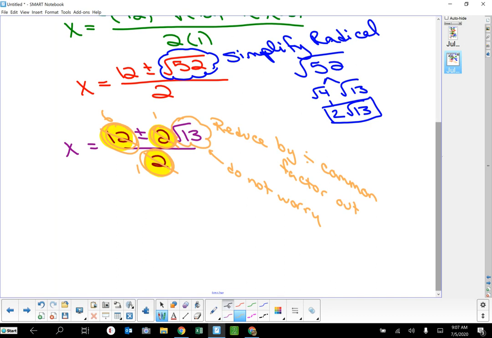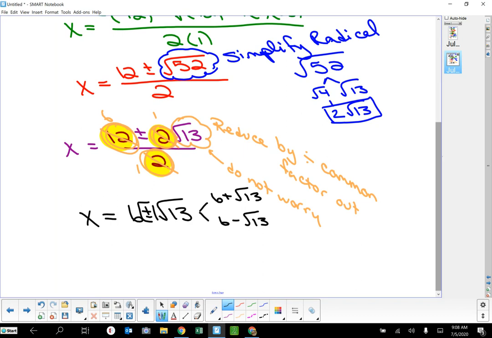And some of these are unnecessary. So I have x equals 6 plus or minus 1 rad 13, which is the same as rad 13. You don't need that 1 in front. And I don't need 1 if it's in a denominator because anything over 1 is what you started with. So the answers here are, here's my two answers, 6 plus rad 13 and 6 minus rad 13 because of this plus or minus in the middle. And you can quite literally just leave your answer like this.